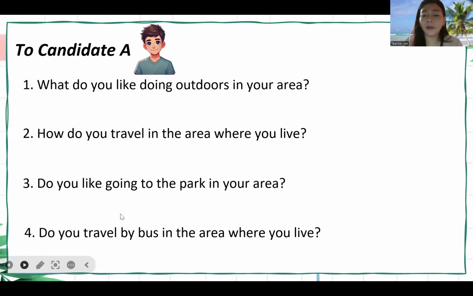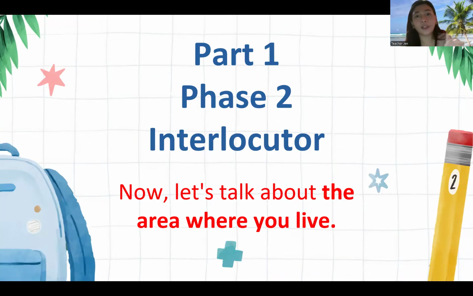Okay, we are now in part 1, phase 2. I told you part 1, phase 1 is done. Now let's go to part 1, phase 2. You see, there's a topic now. In part 1, phase 2, let's talk about the area where you live. Okay, where's your area? What do you think about your area? You can ask that of your student.